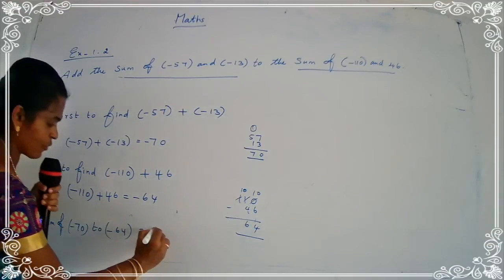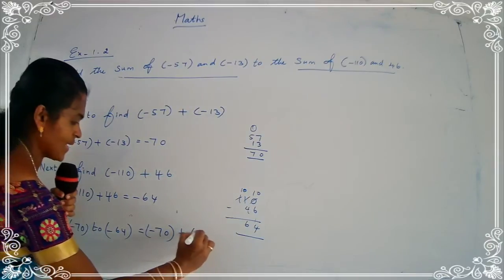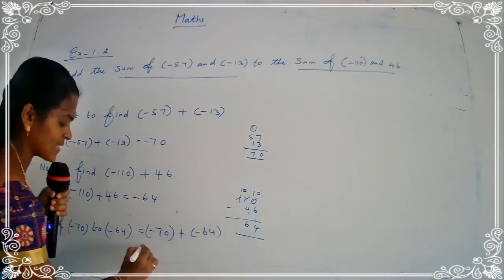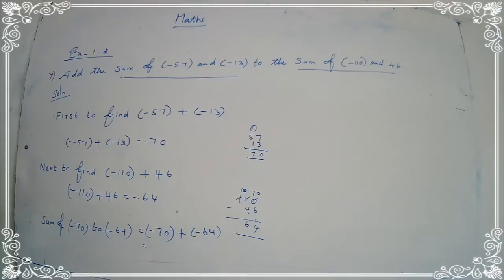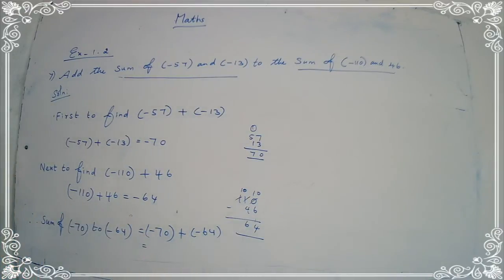Yes. Do you understand? Yes. So therefore minus 70 plus minus 64. What is the answer? Same sign. Negative integer, here also negative integers. So if the integers have the same sign, we add their absolute values and assign the same sign to the answer. Yes, sir? Yes, children?